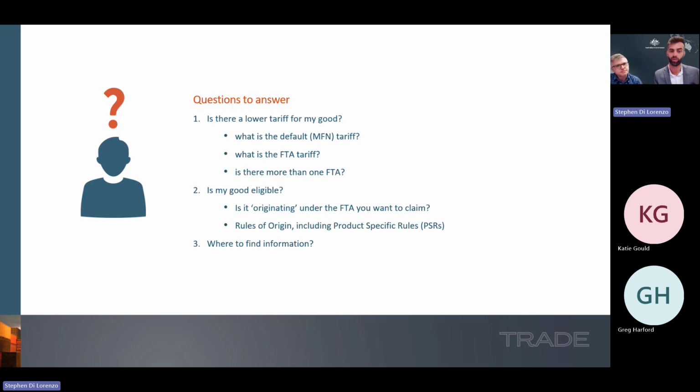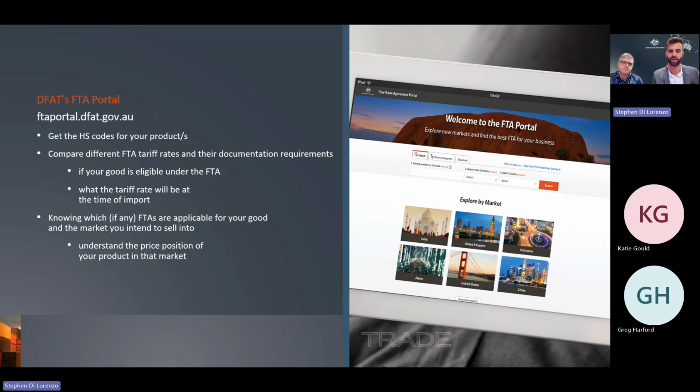There can be more than one free trade agreement with a particular market. So we want to determine whether that product is eligible, so is it what we call originating under the free trade agreement? It has to say that within a free trade agreement, this product originates in Australia. In order to do that, there are what we call rules of origin, and there are product-specific rules that apply to particular products. Those are the questions a business needs to understand to know whether they can claim this. Part of the key way we do that, and the service we provide, is what we call DFAT's FTA portal. At this point, I'll hand over to Darren and he can walk us through this.